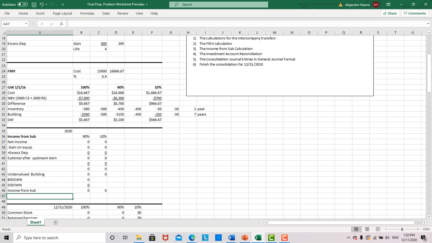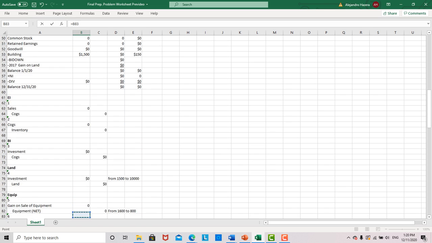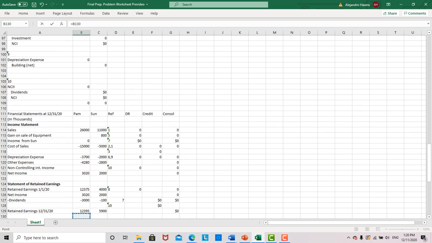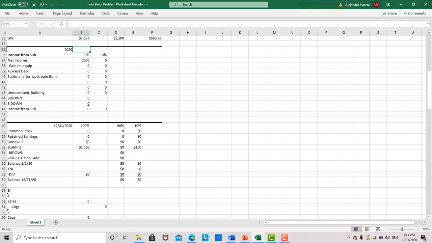Let's go down and move into the income from sub. This shouldn't be too bad. As usual, we're calculating 2020 income, so get the income from the sub's current income statement, which is way down here on the consolidation. There it is right there. Sub's income for this year is $2,000, and we'll put the same number here.